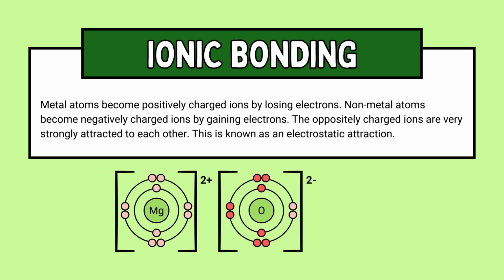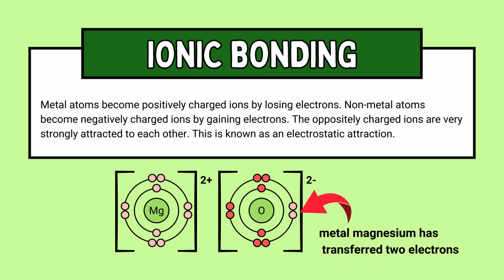In this example, metal magnesium has transferred 2 electrons to the non-metal oxygen. Magnesium becomes a positive ion and oxygen becomes a negative ion.